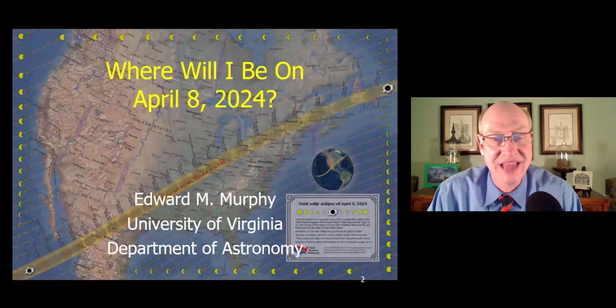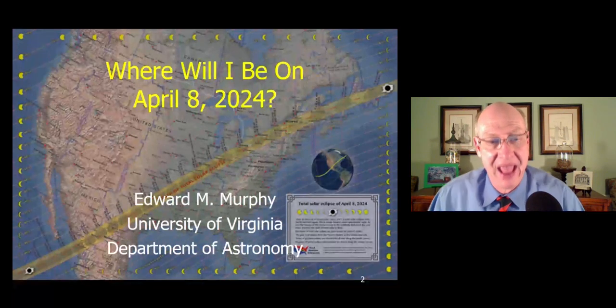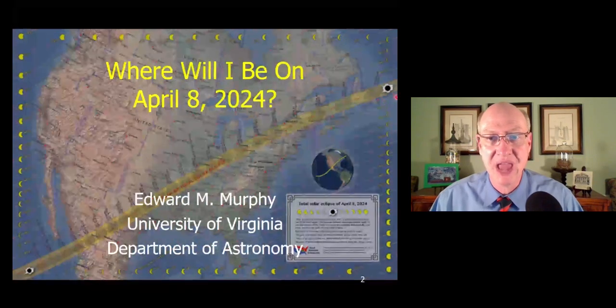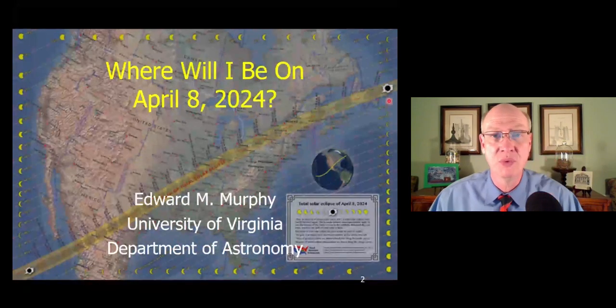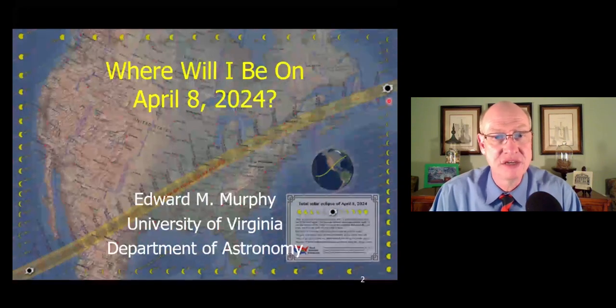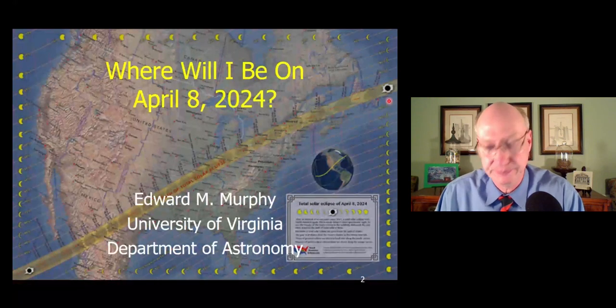Behind the text here, you can see a picture of the United States, and that yellow path cutting from the lower left to the upper right is the path of totality, the path of the shadow of the moon on April the 8th, 2024. You need to plan to be somewhere inside that yellow band on Monday, April the 8th, 2024. And we'll talk more about that both in this lecture and the next one.